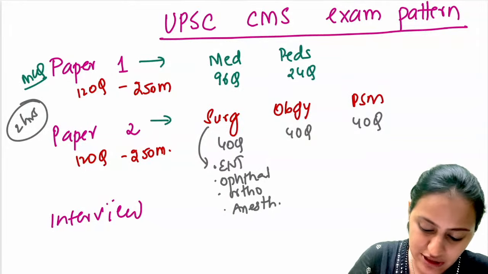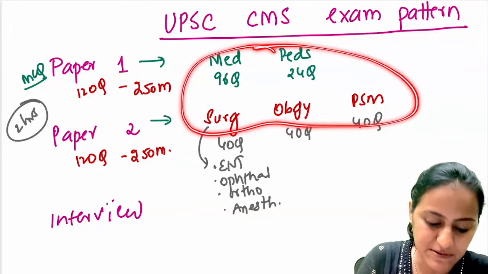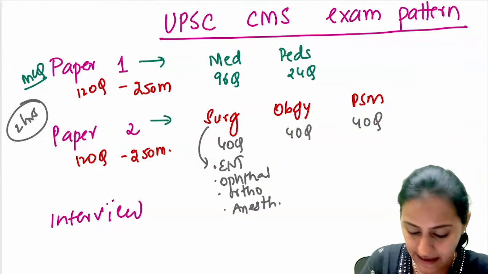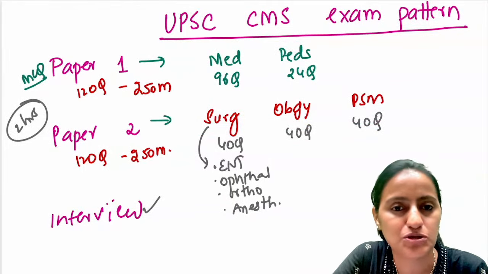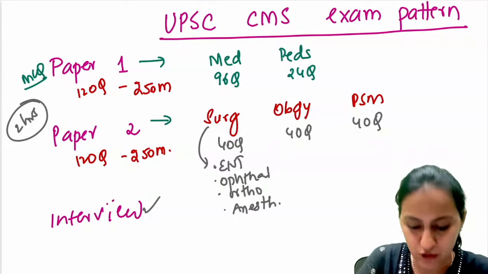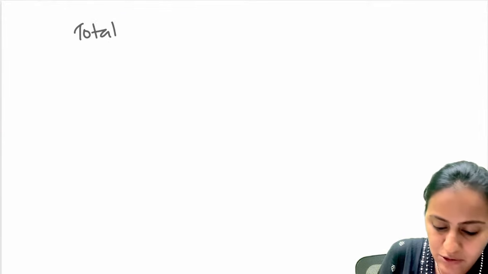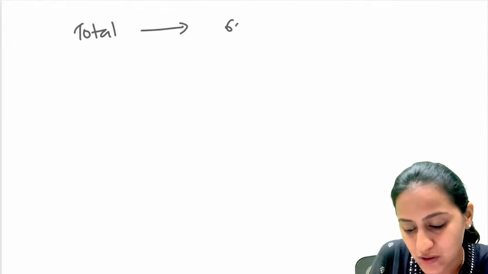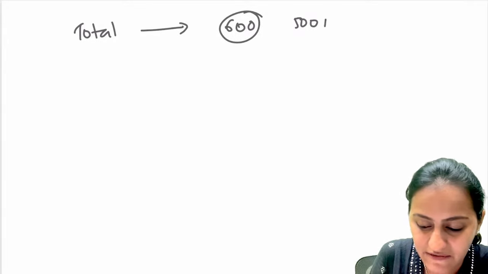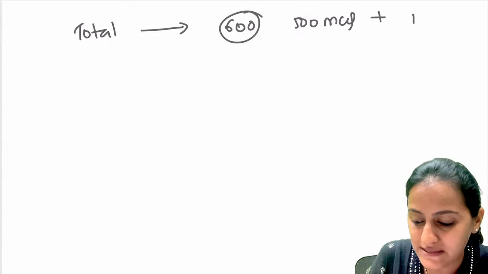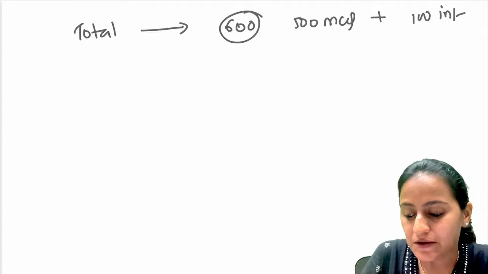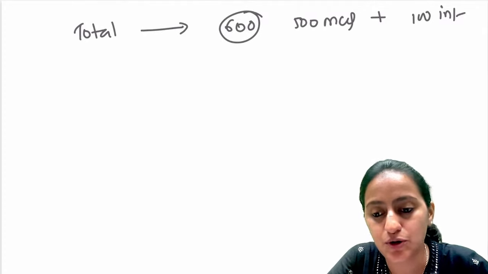Majorly, these are the 5 major subjects that are asked, and after that you have the interview, the personality test, which is for 100 marks. So how much is the total out of which you are given the score? Total is 600: 500 for the MCQ papers 1 and 2, plus 100 for the interview. Out of 600 marks, you get a score.